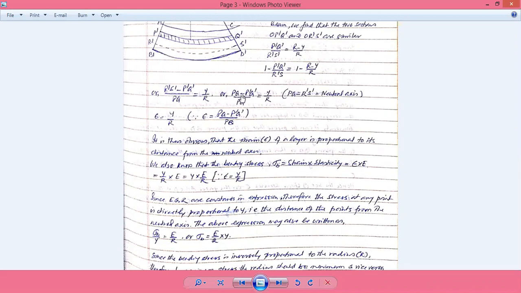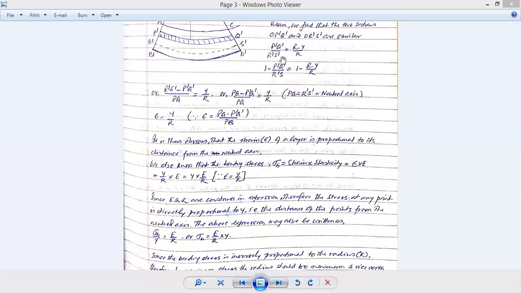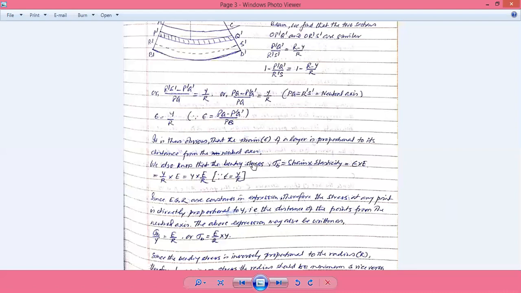Thus we get the equation: PQ minus P dash Q dash by PQ is equal to y by R. This is epsilon, which we have just deduced. This is the strain in the fiber: strain epsilon is equal to y by R. It is thus obvious that the strain epsilon of a layer is proportional to the distance from the neutral axis. It is very clear because R is supposed not to change for a particular bend of the beam, so the distance from the neutral axis of the particular section is the main variable controlling the compressive or tensile strain of the layer itself.